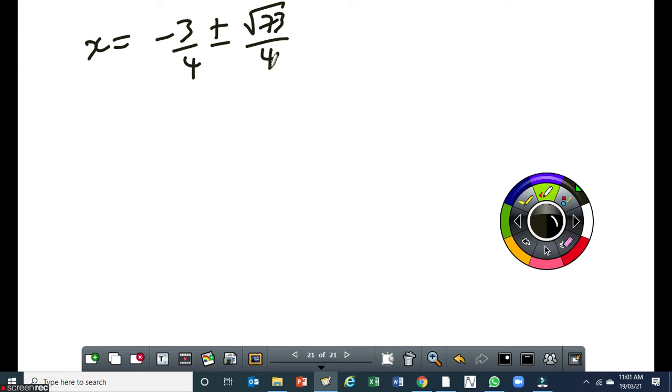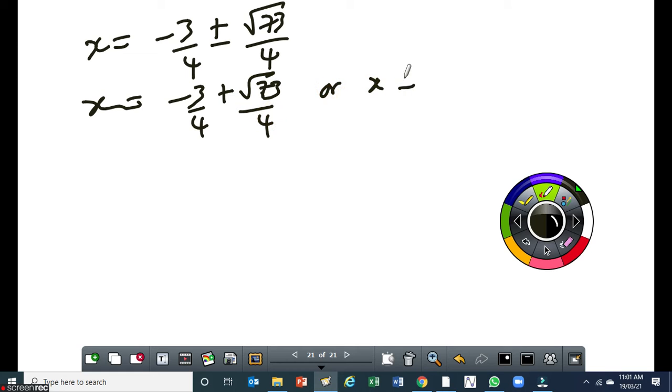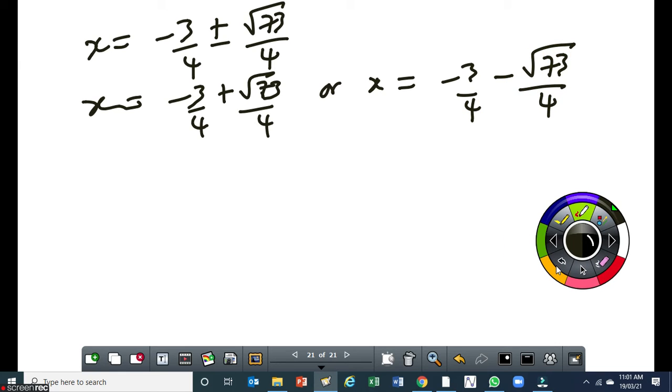Now, I want to leave my answer as a decimal, but sometimes you can also be requested to leave your answer in surd form. That's why we did surd. So this is going to be x equal to minus 3 over 4 plus the square root of 73 over 4, or x equal to minus 3 over 4 minus the square root of 73 over 4, like that. Yes, I'm going to convert to decimal. You will help me to do it with your calculator.